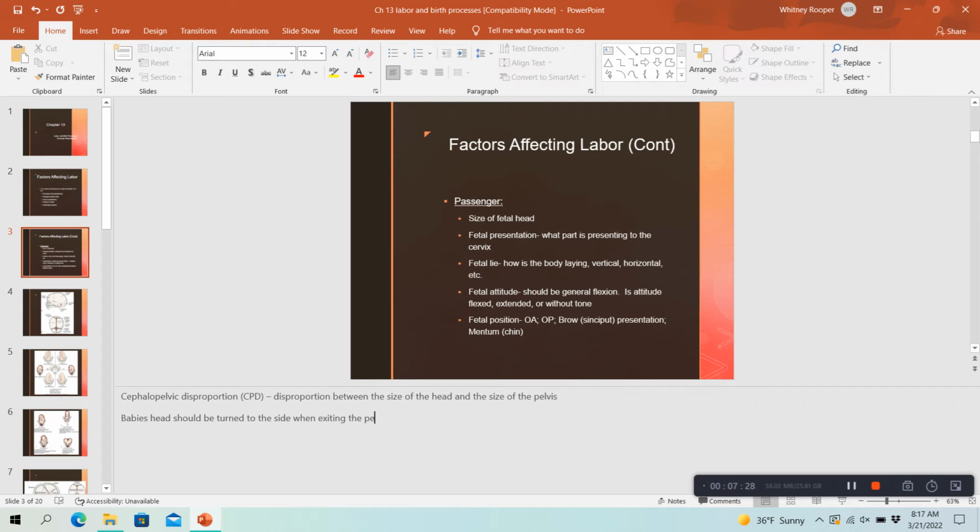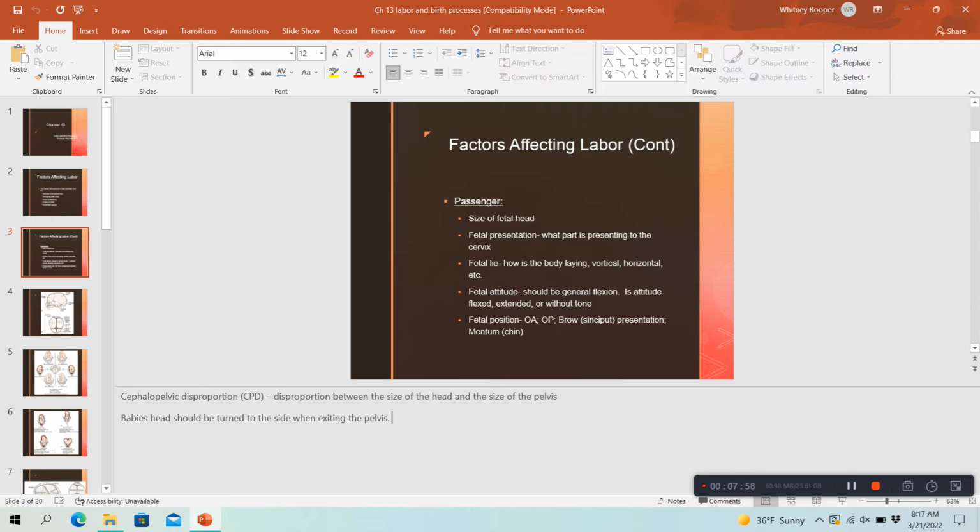Fetal presentation, what part is presenting to the cervix? So what if, on the other hand, the head's not presenting, but the butt is presenting and we have a breech baby? Not likely to fit either. Or what if we have what we call double footling breech? It's coming out this way. Okay, turn backwards. So again, you see all those different presentations are going to impact whether or not the baby's head fits. If the feet are coming first, the butt's coming first, or what if the baby's laying like this?